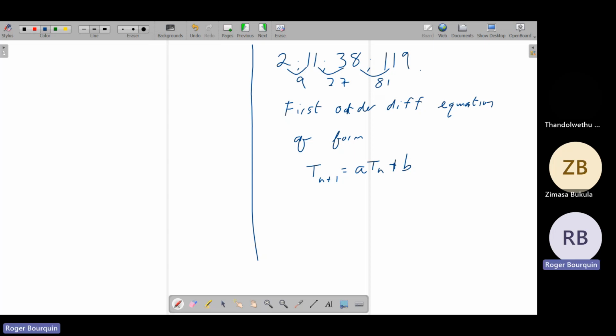So if you do that, this line of first differences forms what kind of sequence? 9, 27, 81. It's a geometric sequence. And in that geometric sequence, what are you multiplying by to get from one term to the next? 9 times what is 27? By 3. So your ratio is 3.